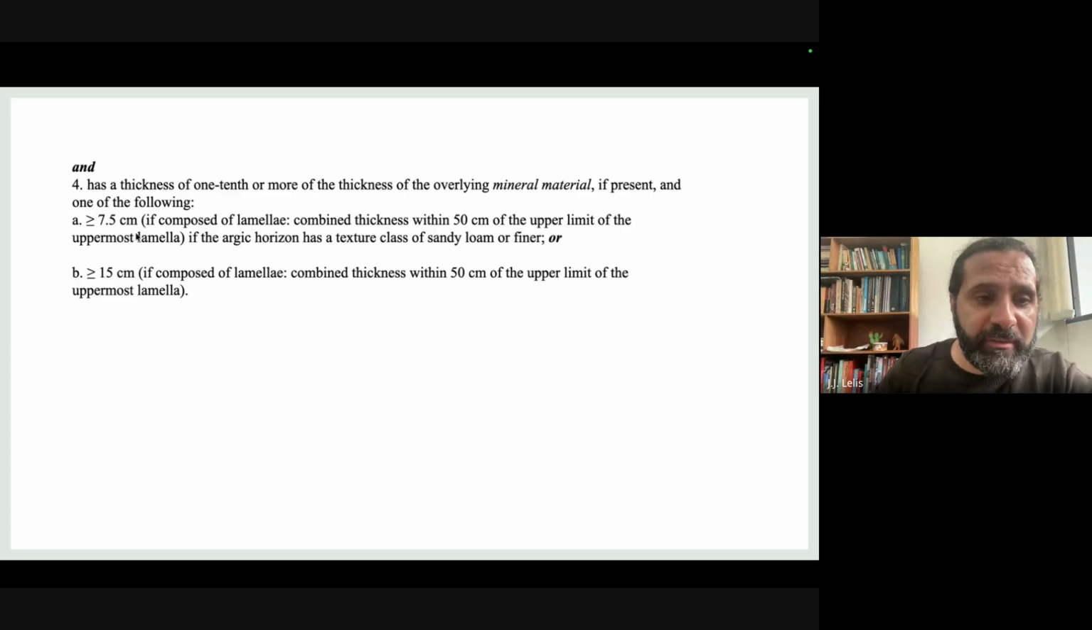Okay, so the thickness of an argillic horizon could be 7.5 centimeters or 15 centimeters, according to the texture of this material and its composition. Okay, so if you register sandy texture or sandy loam textures, then in this argillic horizon the minimum thickness is 7.5 centimeters. But if you have any other kind of texture, finer textures like clay textures, then in this case you need 15 centimeters, okay?